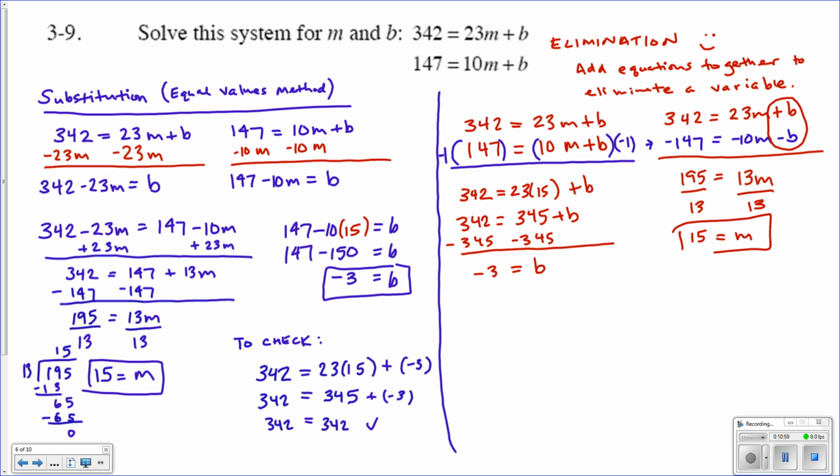So, depending on which way you did it, you'd still want to check it if you did this way, but since I already checked it over here, I'm not going to put you through that. But m equals 15, b equals -3. You should have somewhat of an idea how to do this. This is an Algebra 1 concept. If you have questions, though, you need to make sure you get help. This is problem 3-9. Thanks for watching.